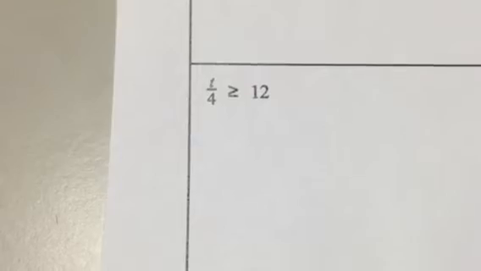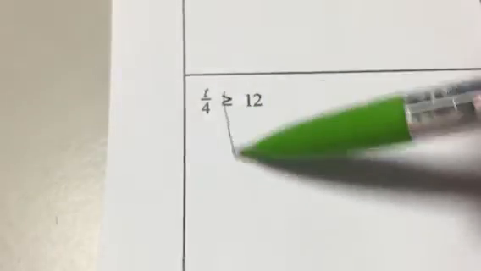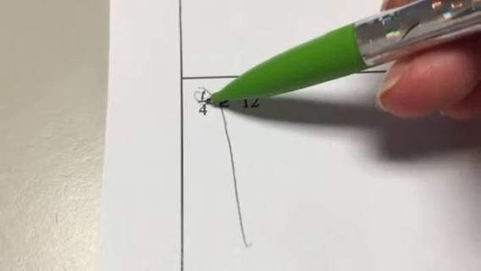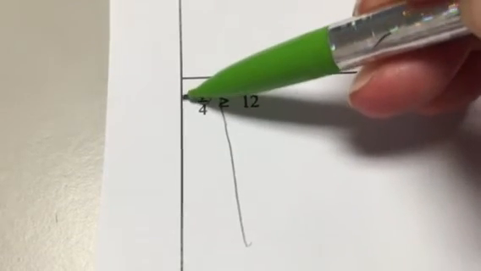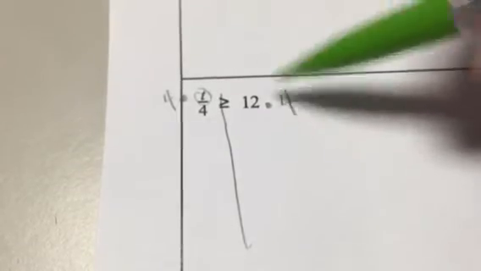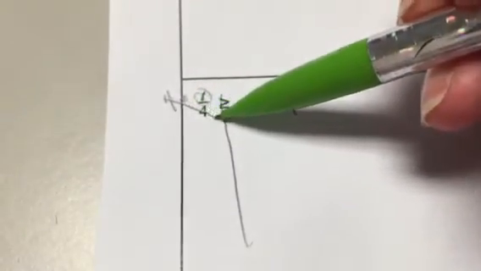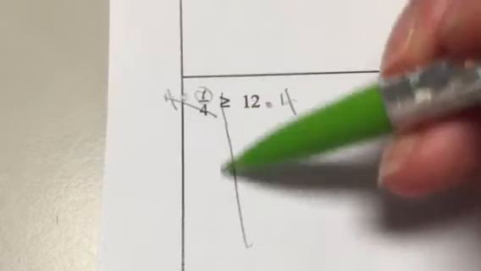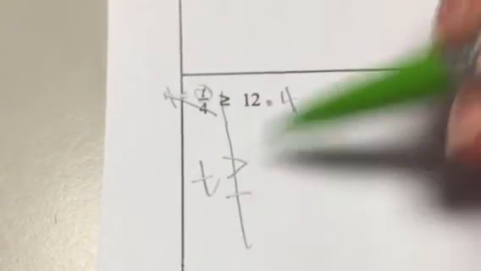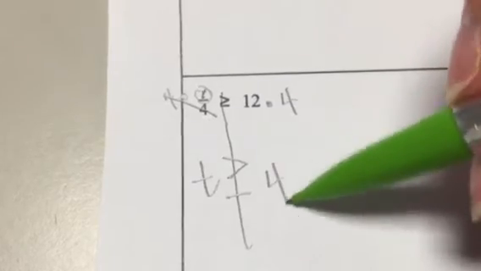t divided by 4 is greater than or equal to 12. Well, I want t by itself, so I have to do the opposite of divide by 4, which is to multiply both sides by 4. 4 will reduce, and then I'm left with t on this side. I bring my sign down. 12 times 4 is 48.